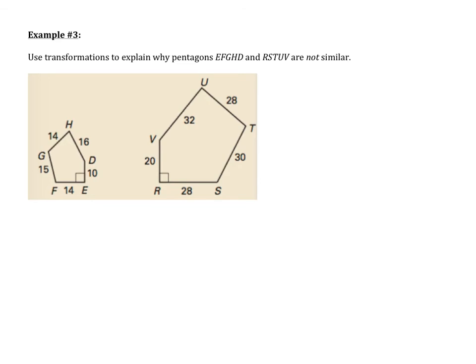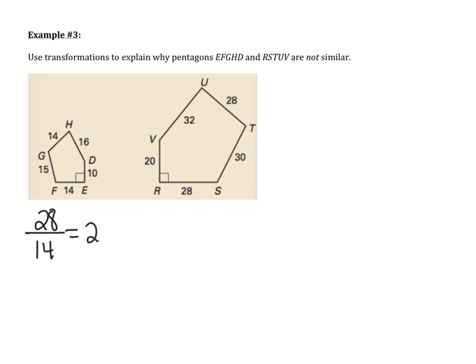Use transformations to explain why pentagons EFGHD and RSTUV are not similar. So just upon glancing at this, it looks like they're similar. It looks like this smaller pentagon just needs to be enlarged by a certain scale factor, and then we reflect it over here onto the bigger. And even when you break down the scale factors, you have 14 and 28. So from new to old, it would be 28 over 14, which is a scale factor of 2.